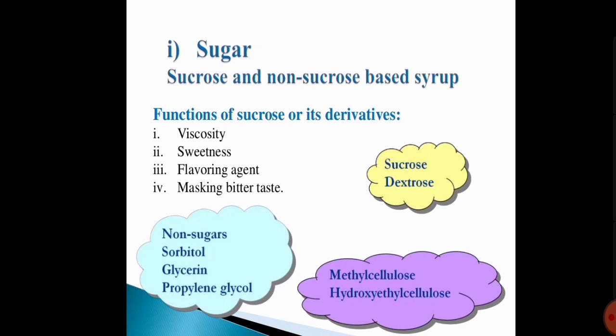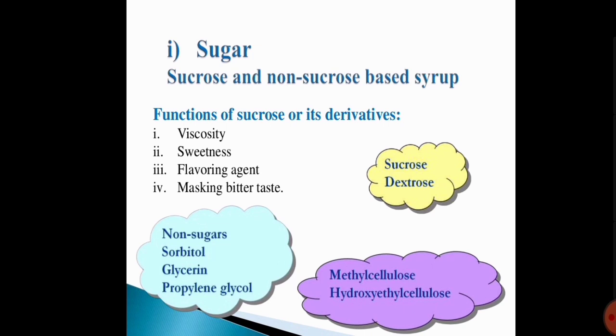Flavoring agent, masking bitter taste, as I have told you before. So we have sucrose, dextrose, methyl cellulose, hydroxyethyl cellulose, sorbitol, glycerine, and propylene glycol. These are the non-sugar parts: sorbitol, glycerine, and propylene glycol. We have another thing, maple.